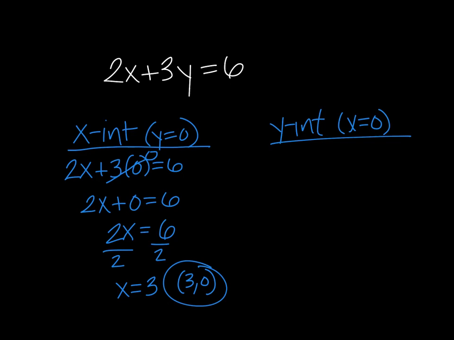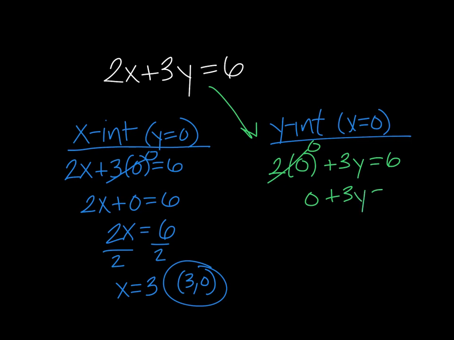The y-intercept, x is 0, so we'll go ahead and write that. So instead of x, I'm going to put a 0. So once again, I'm writing down that equation, only instead of x, I'm putting a 0. And 2 times 0 is 0. 0 plus 3y equals 6. 0 plus 3y, that's 3y. And then divide by 3 on both sides. So y equals 2. Write that in coordinate form, 0, 2.